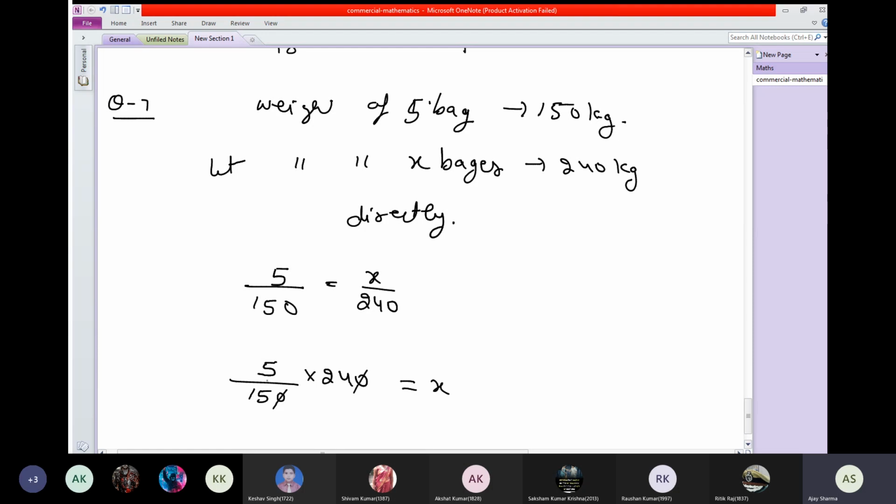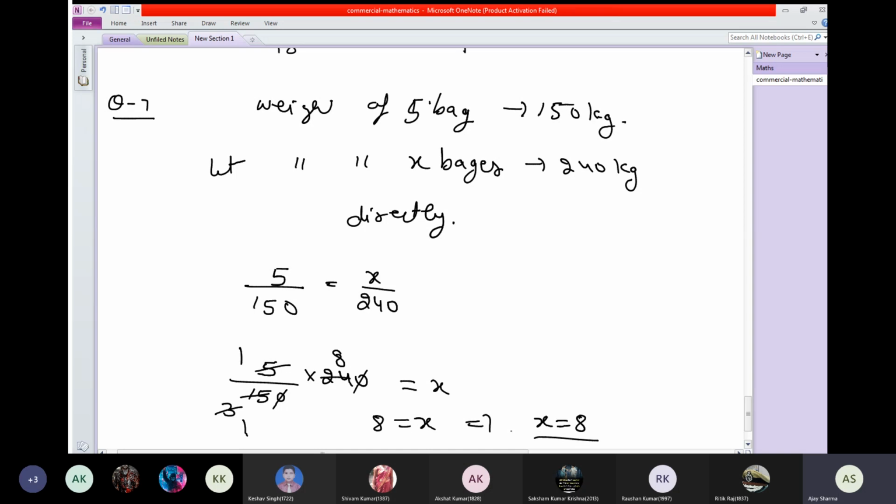Zero can cancel zero. 5 into 1 is 5, 5 into 3 is 15, and 3 into 1 is 3, 3 into 8 is 24. What do you find? x equals 8. So you require 8 such bags. Clear? Yes, sir. Okay.